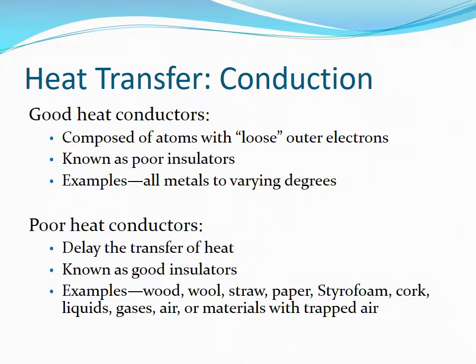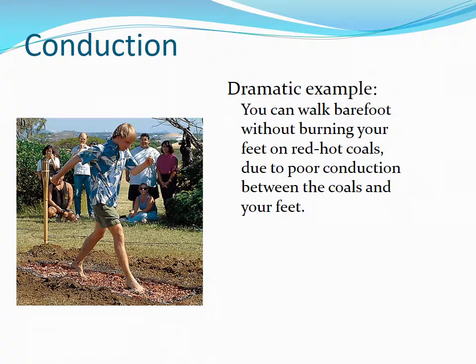Poor heat conductors delay the transfer of heat and are good insulators. Examples are wood, wool, straw, paper, styrofoam, asbestos, glass, snow, fiberglass, cellulose, cork, liquids, gases, air, and materials with trapped air. As a dramatic example, you can walk barefoot on red-hot coals without burning your feet due to the poor conduction between the coals and your feet.